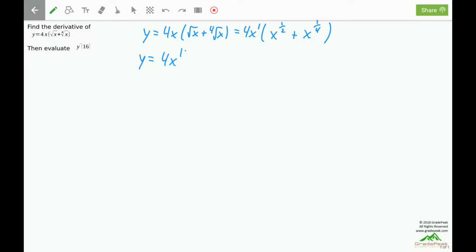4x to the 1 plus 1/2 plus 4x to the 1 plus 1/4. And now we will add 1 plus 1/2, which is 2 halves plus 1/2, and 1 plus 1/4, which is 4/4 plus 1/4. So y is 4x to the 3 halves, plus 4x to the 5 fourths.